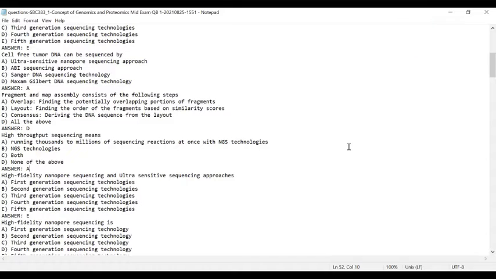Are you there? Yes, sir. High fidelity and ultra sensitive sequencing approaches are first, second, third, fourth, or fifth? Which one? Sir, it's A, sir. First generation.